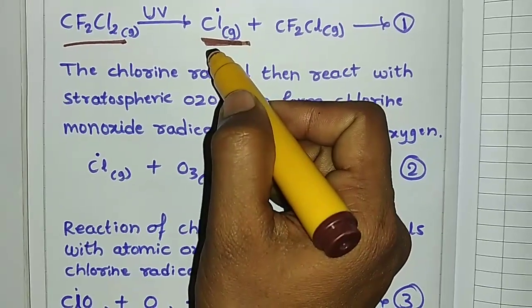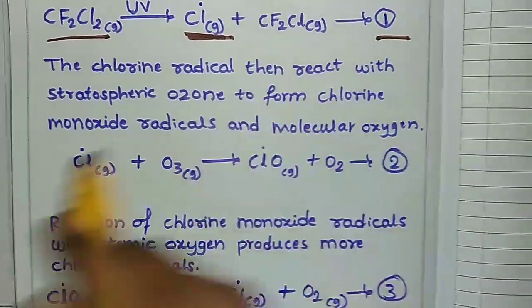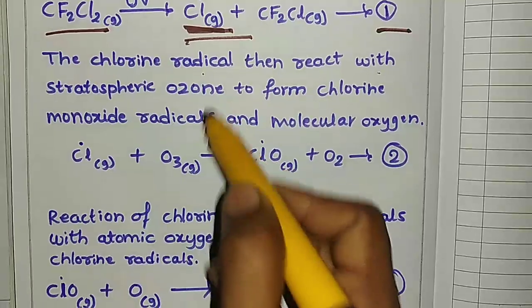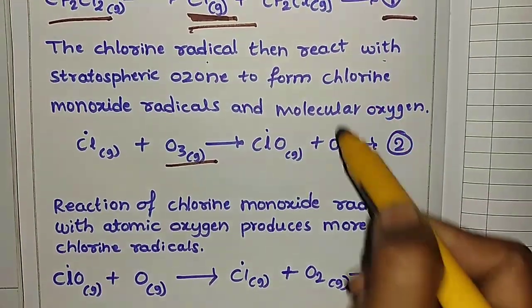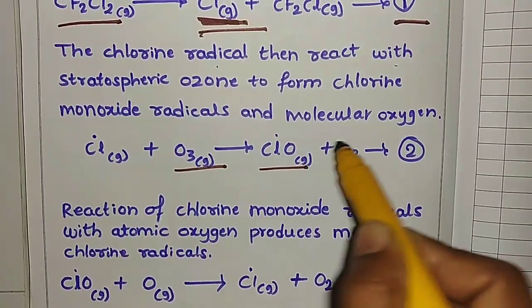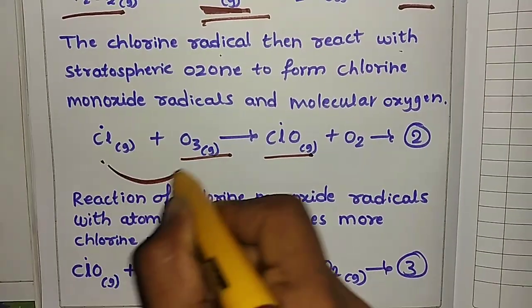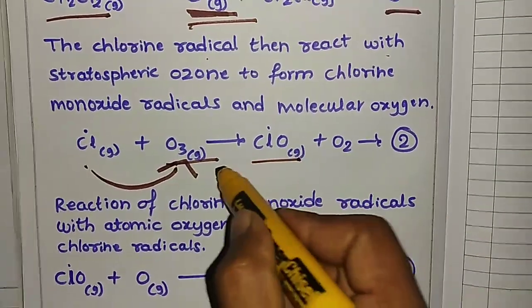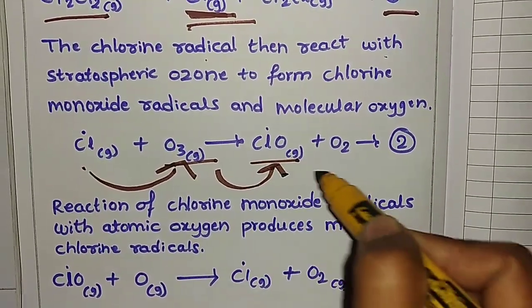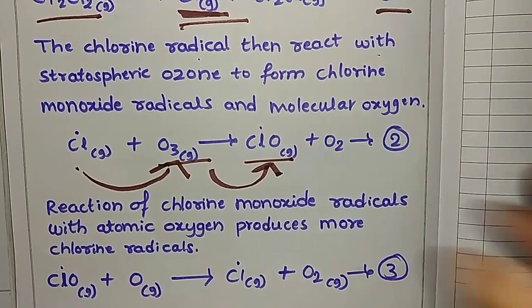This is the chlorine free radical. It is reaction number 1. Then the chlorine free radical reacts with the stratospheric ozone to form chlorine monoxide radicals and molecular oxygen. The chlorine free radical reacts with the ozone molecule and forms chlorine monoxide radicals, and another molecular oxygen is formed. It is reaction number 2.